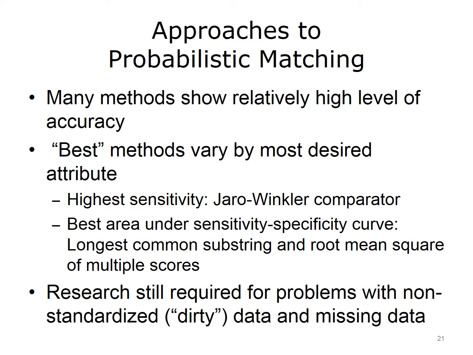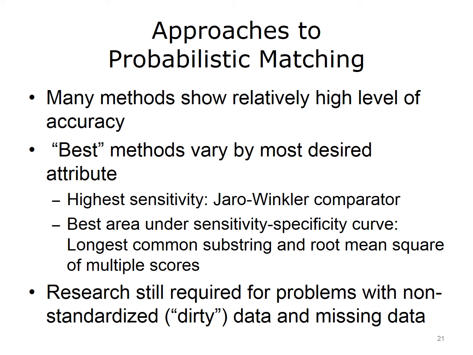The best methods are determined by the most desired attribute. For example, the process might have the highest sensitivity desired, that is, the largest number of matches. In the investigation of different approaches by Grannis and colleagues, the Jaro-Winkler comparator was found to be the best approach for high sensitivity. However, sometimes specificity is more important because we don't want a false match.